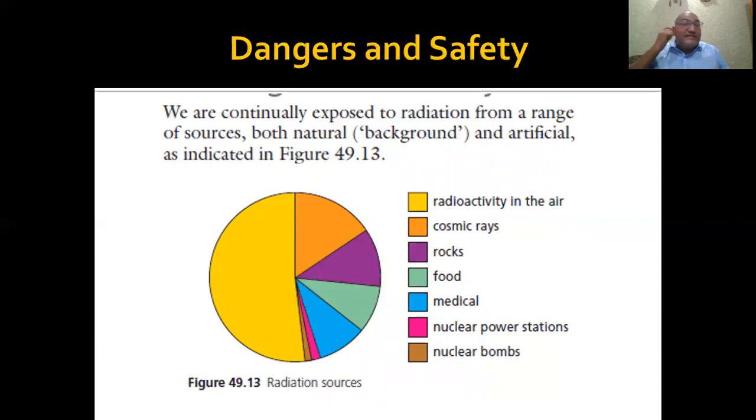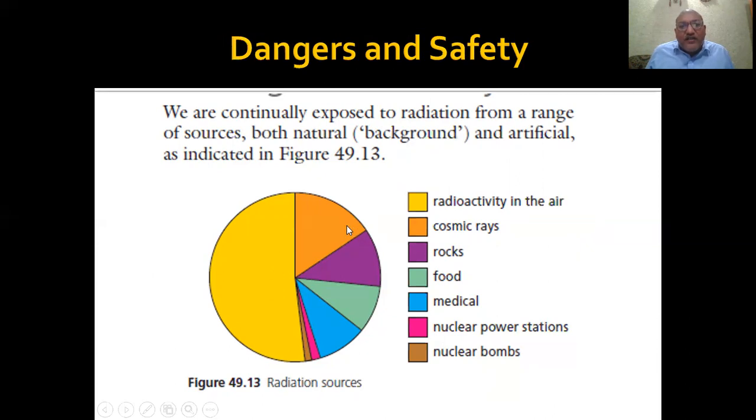So, dangers and safety. All around us, radiation is present. We are continually exposed to radiation from a range of sources, both natural, which we call the background, and artificial, as indicated in the figure. So radioactivity in the air, and you can see that there is a huge portion of radiation which is present in the air.